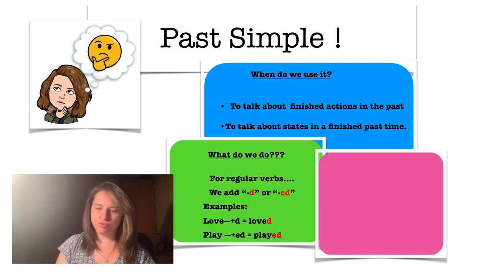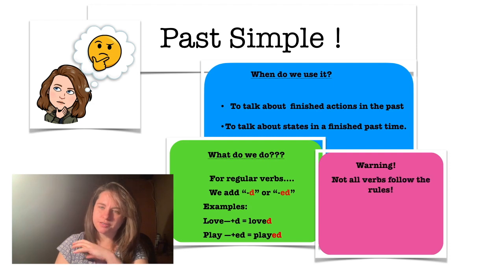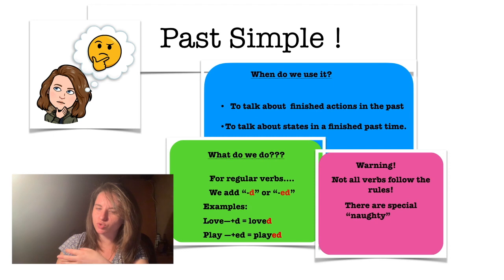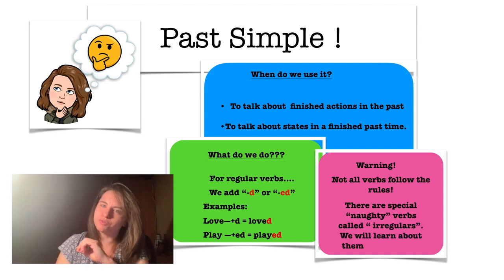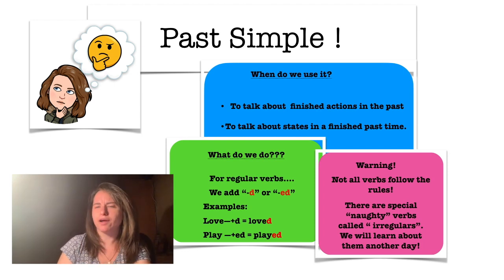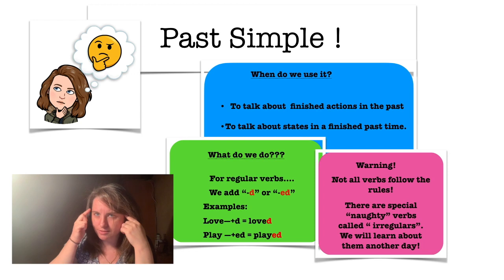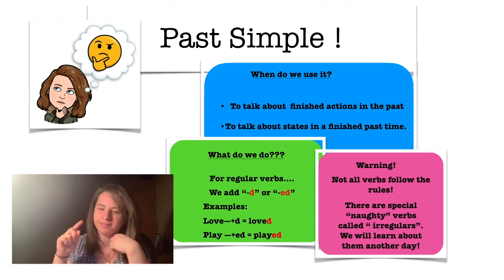I would like to give you a warning. Not all verbs follow these rules. These are regular verbs, the verbs that follow the rules. But there are special verbs. They're kind of naughty. They're called irregular verbs, and they don't follow these rules at all. You might be thinking, Miss Courtney, what about swim, swam, or go, went, or buy, bought? These are examples of irregular verbs, which you do not add ed on the end to make past simple. These verbs you need to memorize, наизусть, the specific past simple form. There's no system. We'll learn more about this next week. Today we're focusing on past simple, regular with ed. Let's continue.